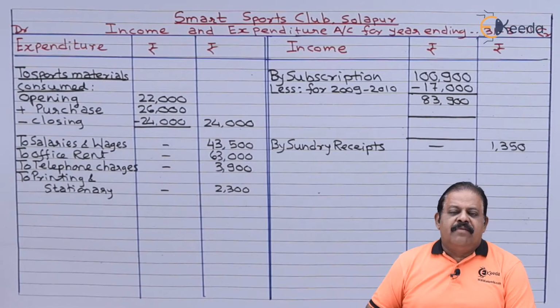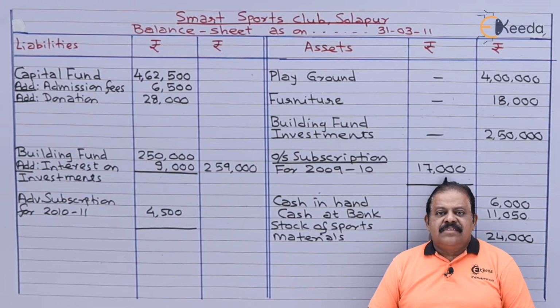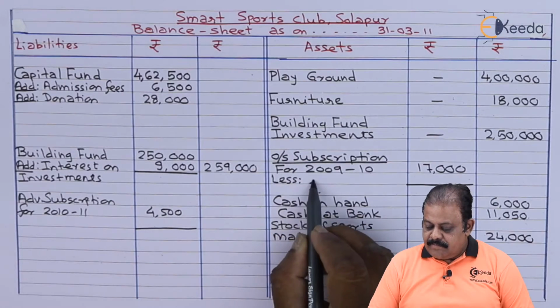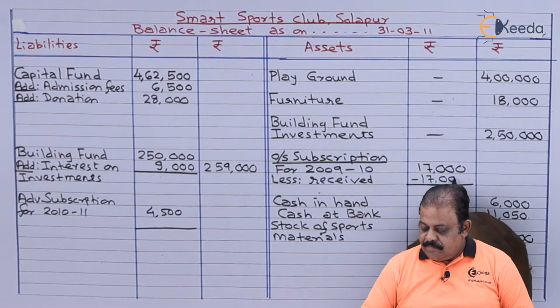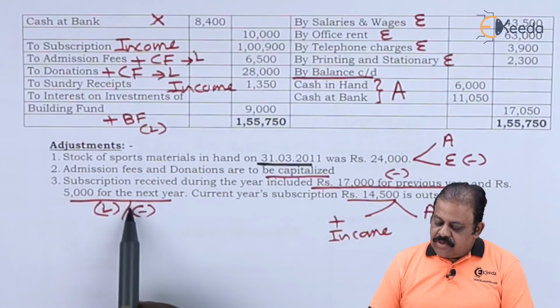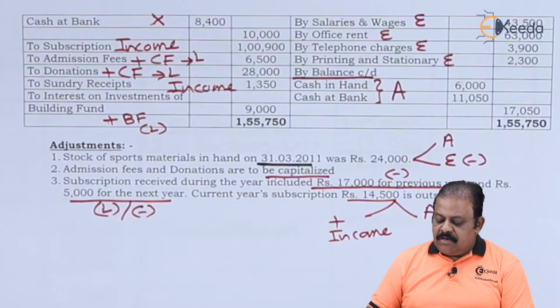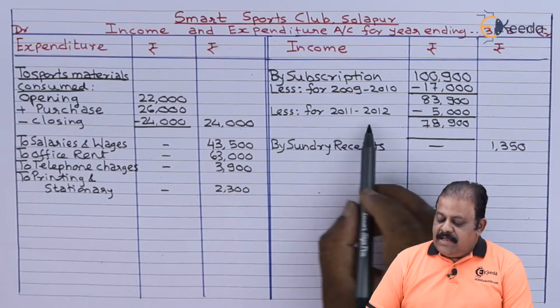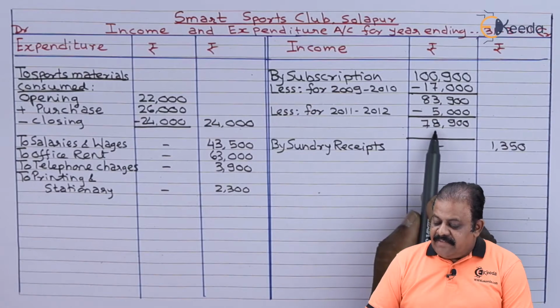Second effect we can show in balance sheet. We'll remove this item which is now shown as receivable. Outstanding subscription for 2009-10 17,000. Less received the amount. So it will not reflect now in new balance sheet. Rupees 5,000 for next year. So this is pre-received amount of subscription for the next year. So less received for 2011-12 5,000. So now it is 78,900.